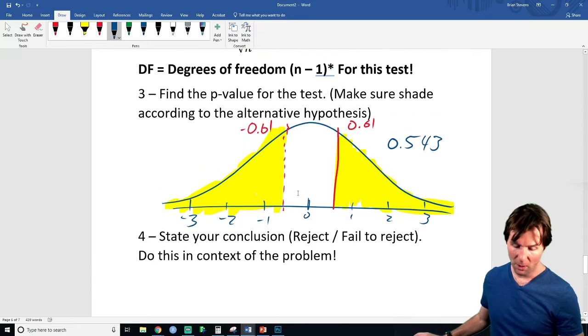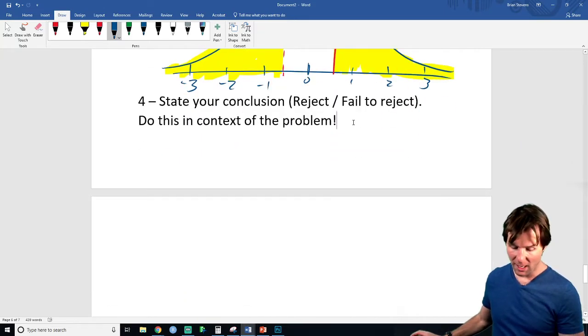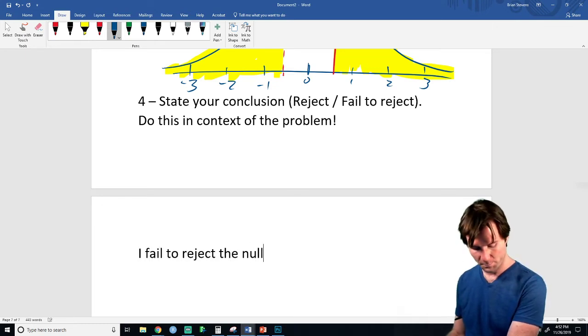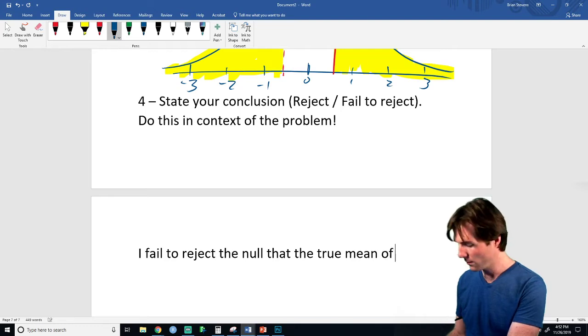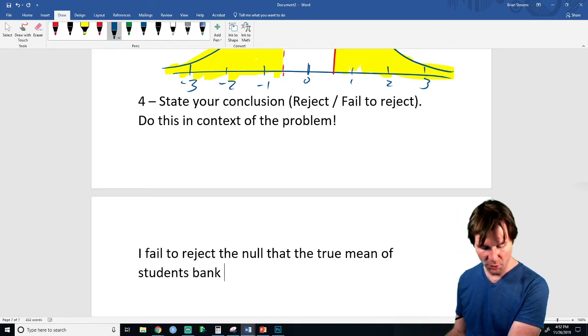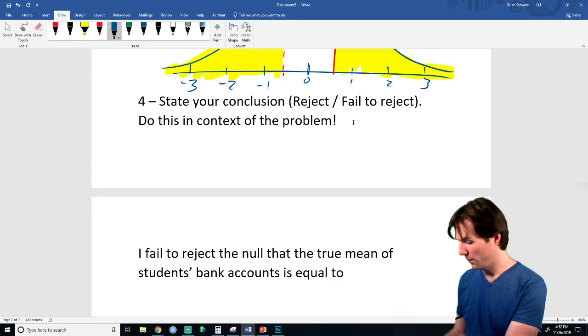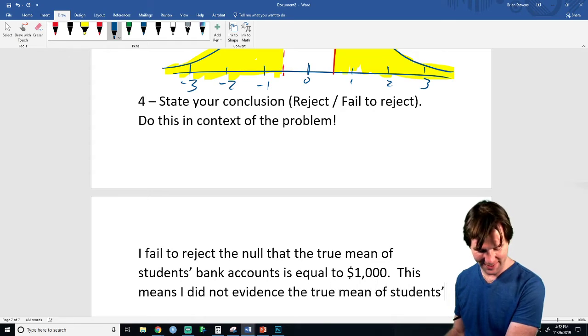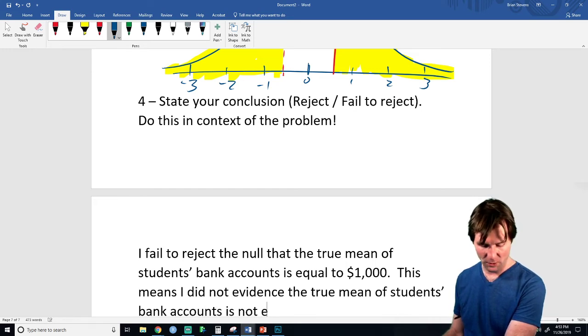So what do we do? Well, we just need to state our conclusion. We are going to say, I fail to reject the null that the true mean of student bank accounts is equal to... This means I did not have evidence that the true mean of students' bank accounts is not equal to.